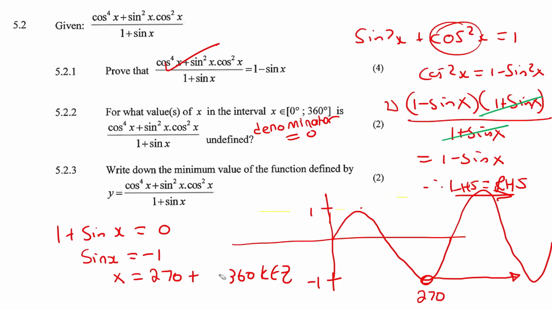So they just want it as that. Just the 270, because they gave us an interval. Okay. Now, this question says, write down the minimum.